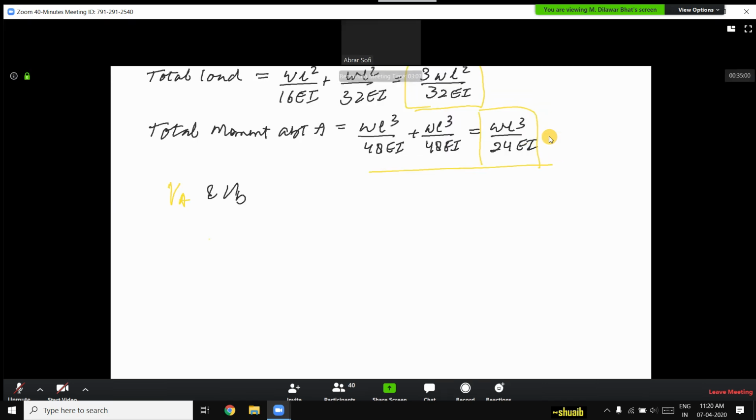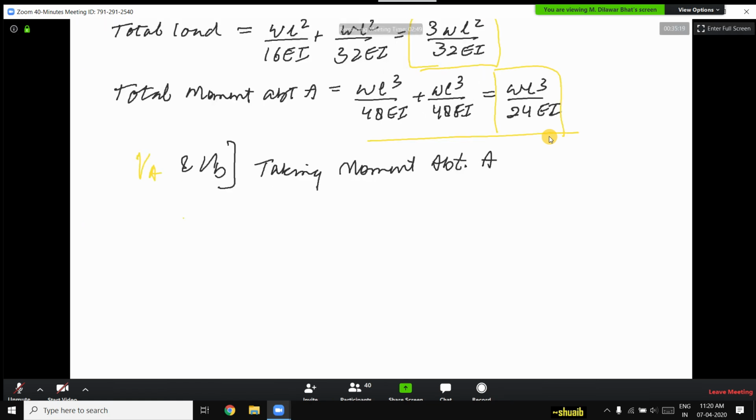So in order to calculate now VA and VB, how can we calculate these reactions or shear forces? We simply take moment about A. Therefore, the moment about A will be simply equal to VB times L, which is equal to WL cube by 24 EI.